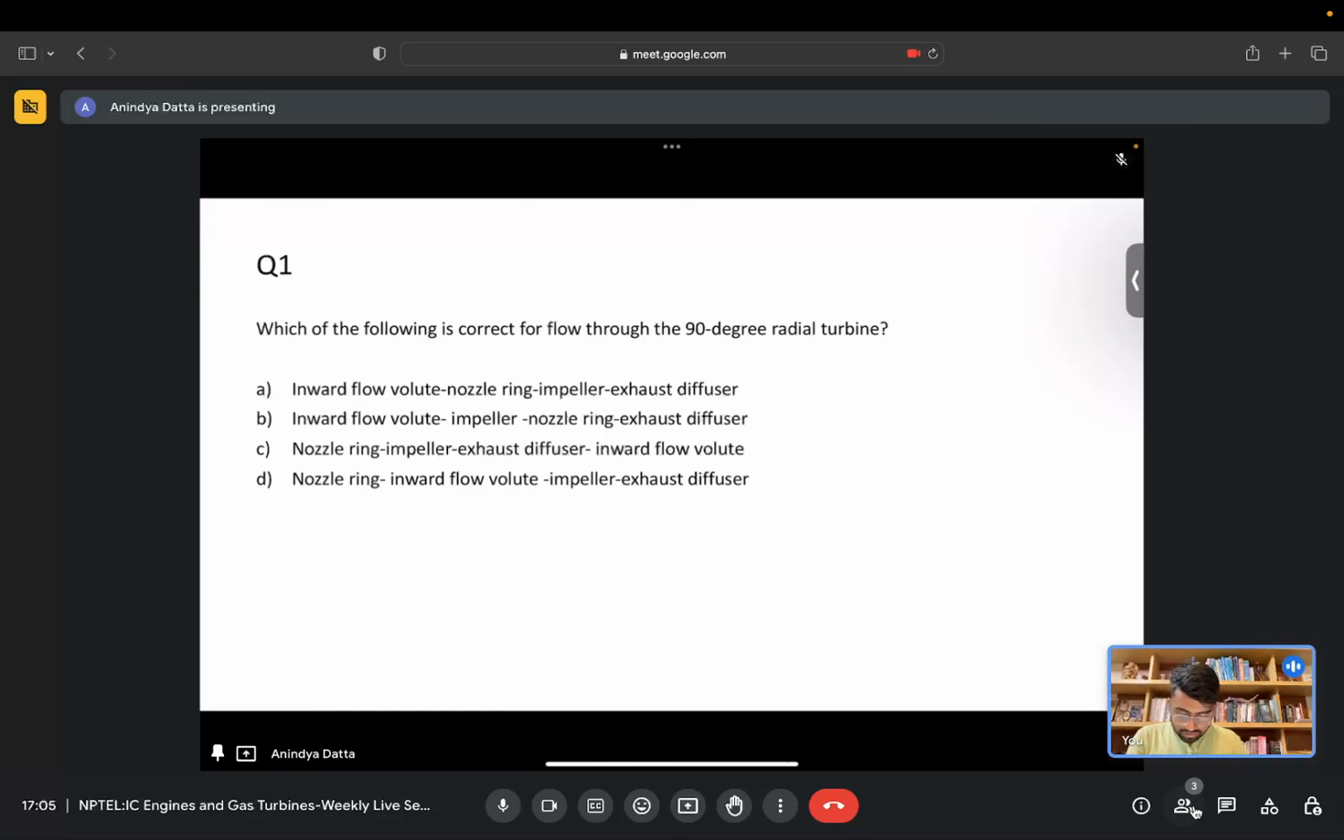Let me draw the schematic of an inward flow radial turbine. The flow direction in this case is just opposite to what we see in the case of a centrifugal compressor. Okay, so let me draw this.